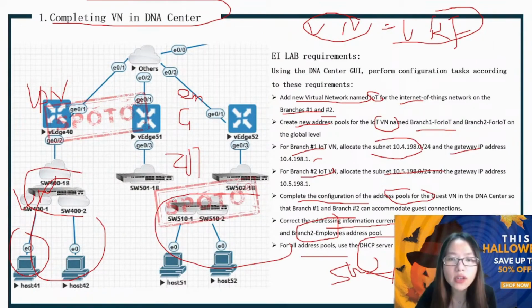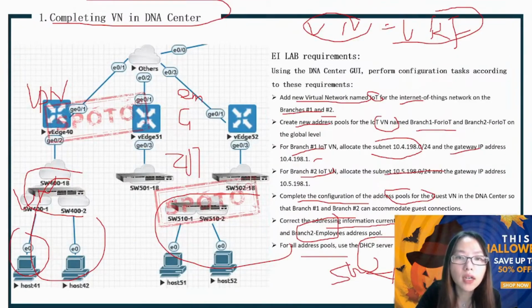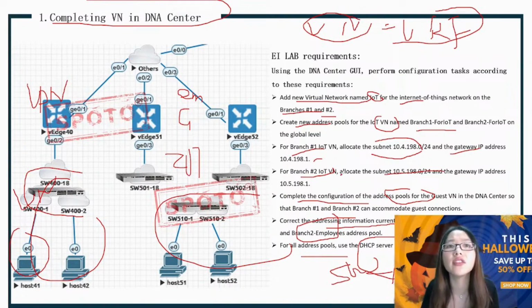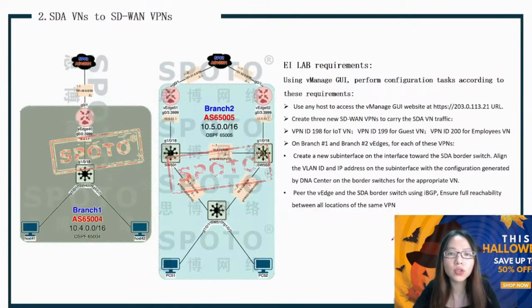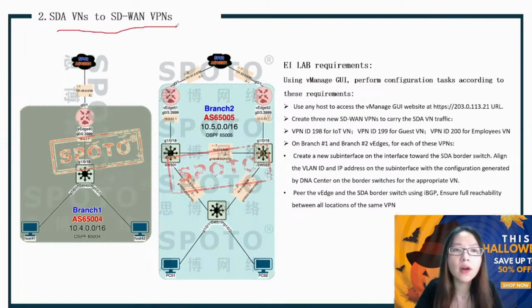So let's continue to talk about the second requirement. The first requirement, the first part of configuration, is relatively simple. Basically, answer according to the need. Okay, so you just answer according to this requirement. So let's continue to talk about the second part. Okay, the second part is about the SDA VN and SD-WAN VPN.